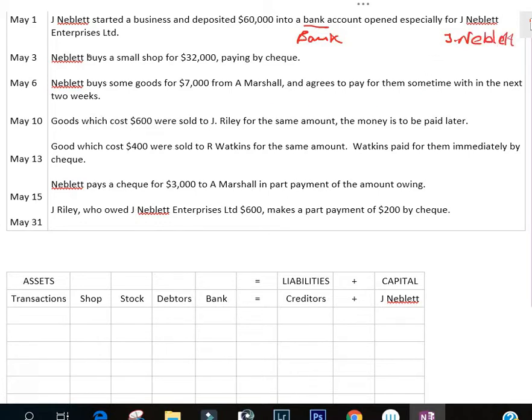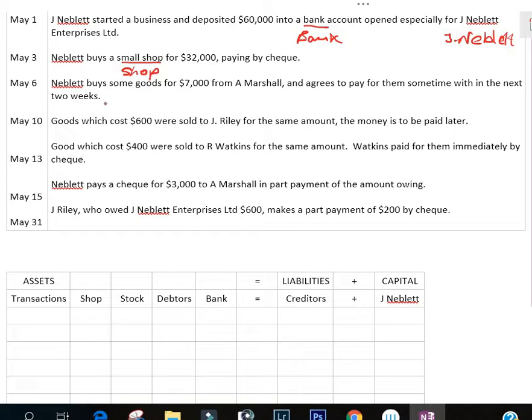Alright, so on the second transaction, let's see what accounts we have to open. Well, Nebelit buys a small shop for $30,000, paying by check. Because it was paid by check, that means it came from the bank. Therefore, there's no account to be opened for this part of the transaction, sorry. But he bought a small shop, so we have to open an account for the shop, because the shop now becomes an asset to the company.